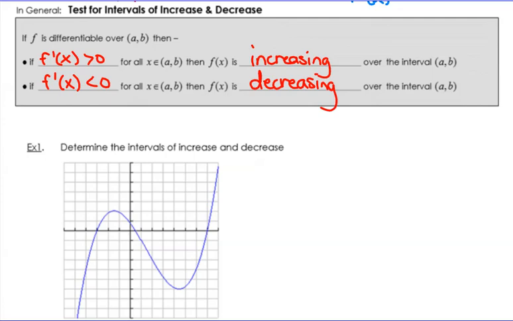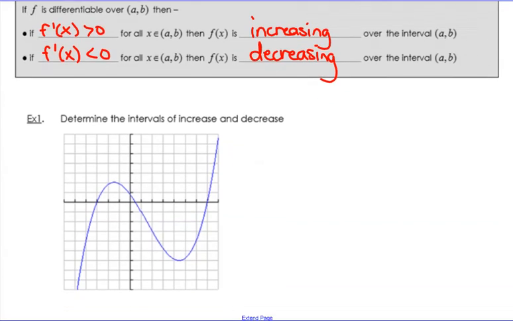Okay, so let's take a look at that graphically and see if we can figure this out. Example number 1, determine the intervals of increase and decrease. We had already talked about it before that to find the intervals of increase and decrease, you're going to have to take the derivative. If it's greater than 0, that means you're increasing. If it's less than 0, that means you're decreasing. So what happens if it is exactly 0? Well, that means that you're not increasing or decreasing.